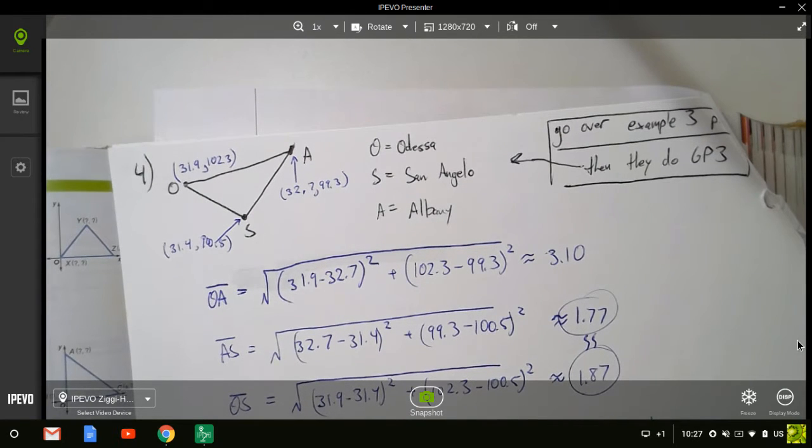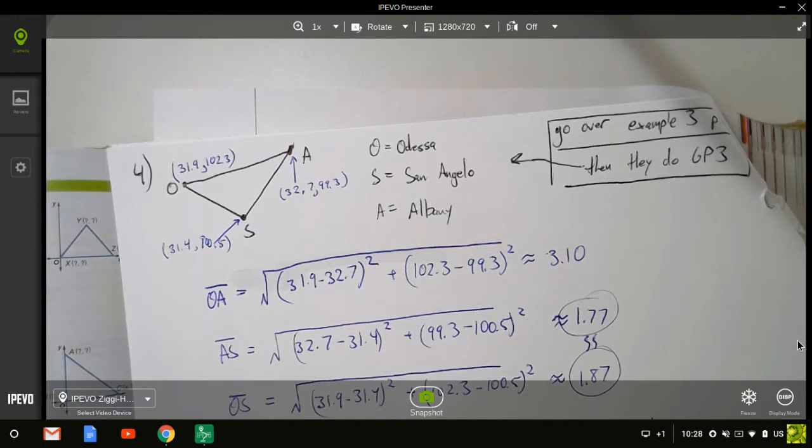Do you guys see the coordinates there for O, A, and S? This is from the destinations of Odessa, San Angelo, and Albany, right? Supposedly, none of the distances are the same, making this a scalene triangle. They made a scalene triangle, right? Can you prove to me that this indeed is a scalene triangle using these coordinates? Because I said so, right? Because it was a given piece of information, and we're done with the proof. Okay, not quite. Can you prove to me something with these coordinates showing me that this is a scalene triangle?